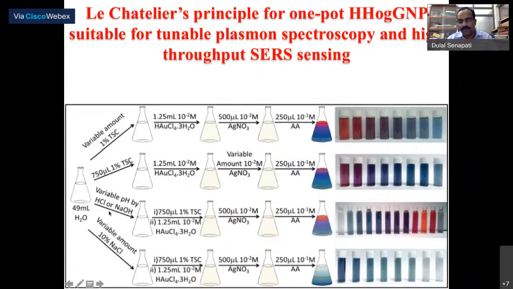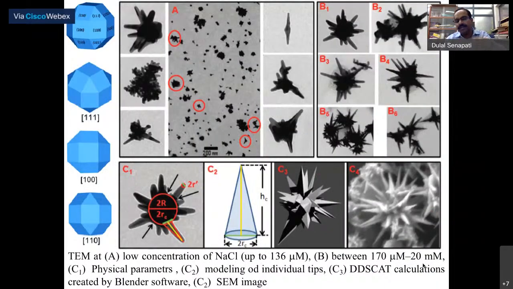Similarly, for the third one, we vary the pH by adding different amounts of HCl and sodium hydroxide, and use the same method of reduction by ascorbic acid. We see a large range of change in the color of the solution. And more interestingly, if we vary the sodium chloride concentration, we can effectively vary not only the color but also the plasmon. So we can see how we can generate it.